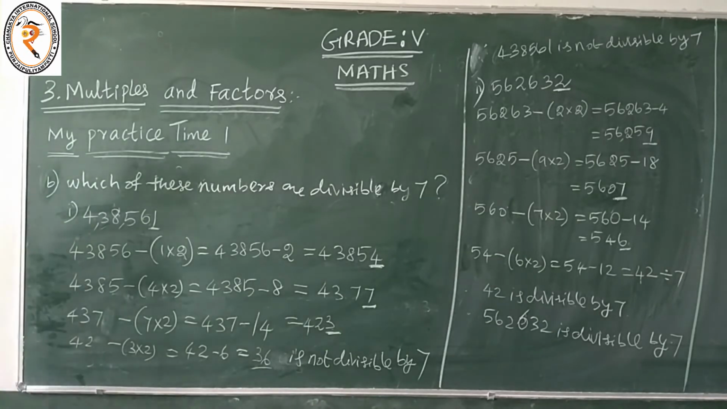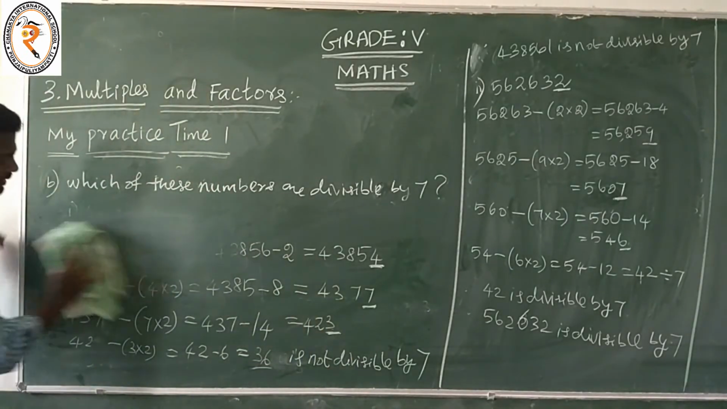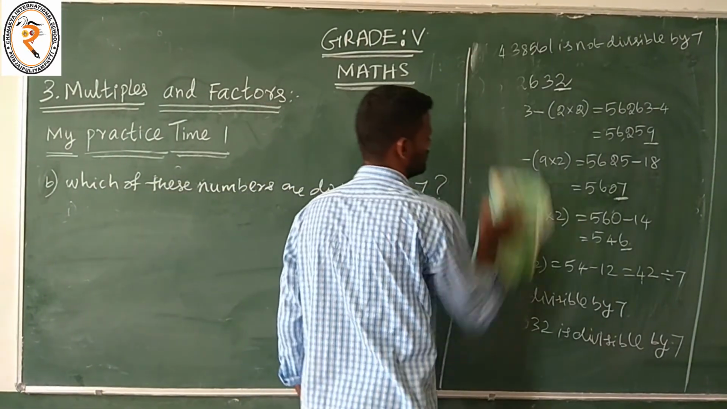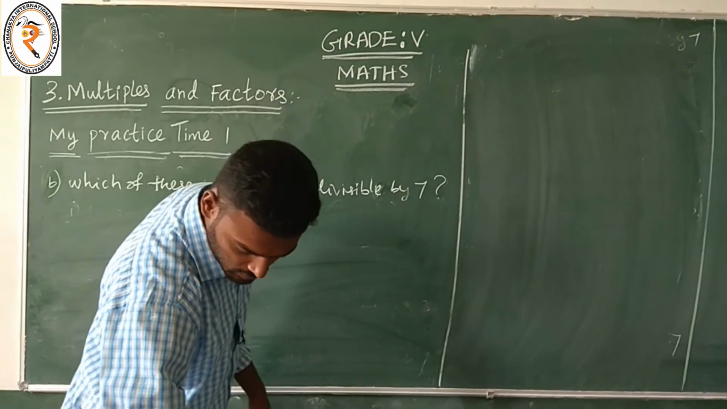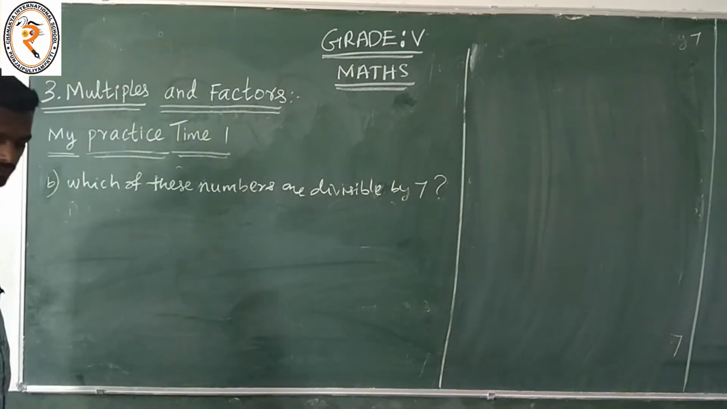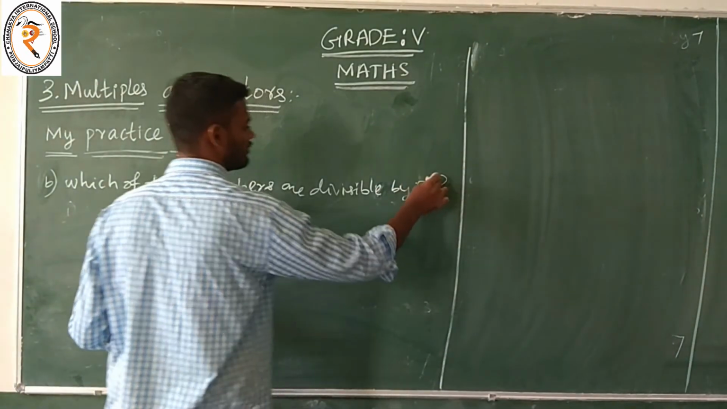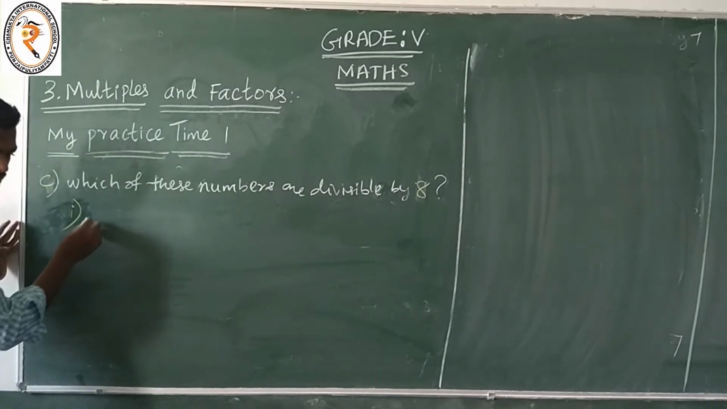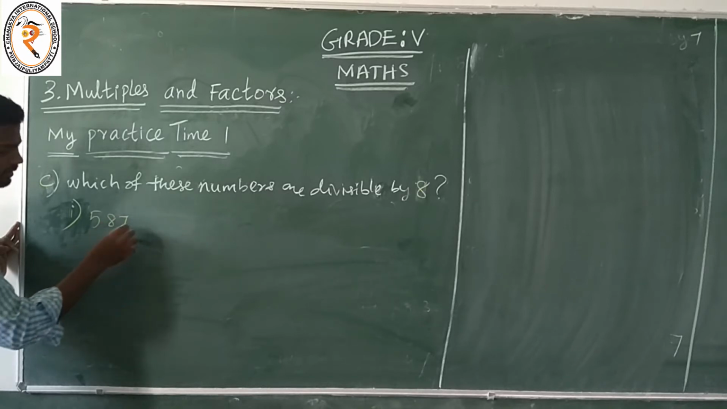Next one, question number C. Which of these numbers are divisible by 8? Number 1, 5,87,320.